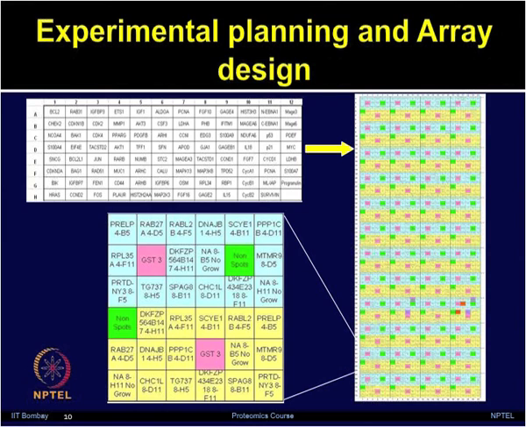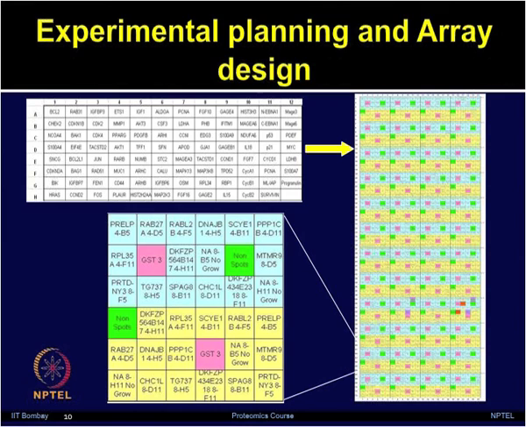So, now on the right hand side I have shown you the array map which shows just a very high density map of how different types of features can be printed on the chip. All these things have to be designed, in fact, prior to doing any experiment.